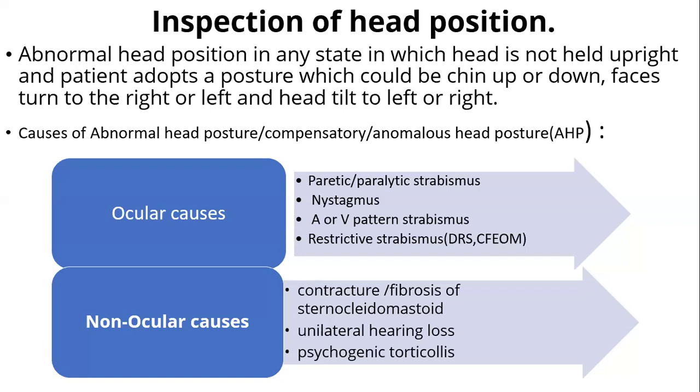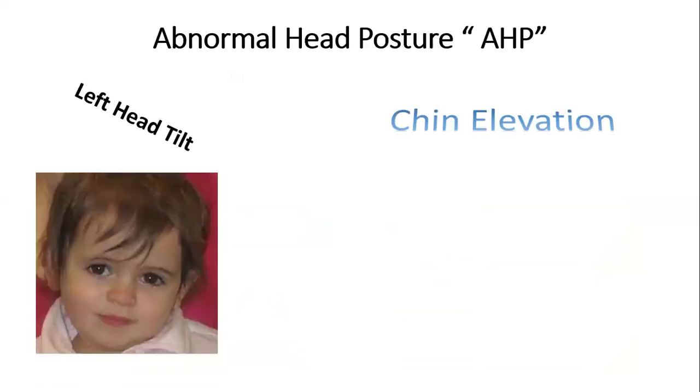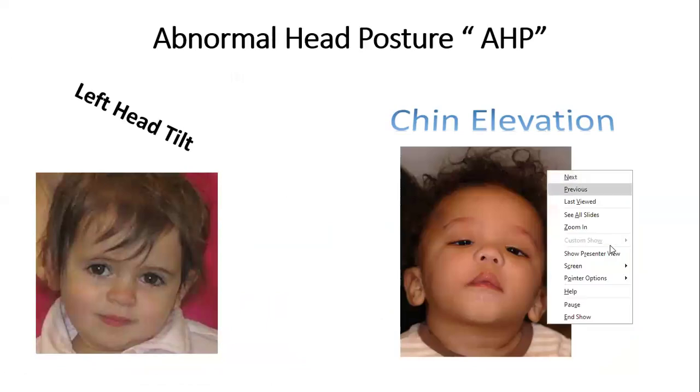Nystagmus also: if the patient has a null position in one of the head tilt, face turn, chin up or chin down, he will adopt that head position to dampen the nystagmus and have better vision. A or V pattern strabismus as well, and restrictive strabismus, whether Duane retraction syndrome or congenital fibrosis of extraocular muscles, which will usually be associated with ptosis, and the patient may adopt chin elevation. We also have non-ocular causes like contracture or fibrosis of the sternocleidomastoid, unilateral hearing loss, and psychogenic torticollis. So that is an example of left head tilt and chin elevation.